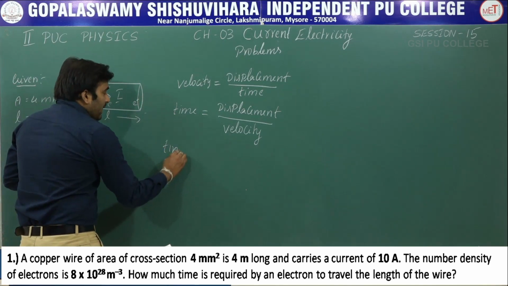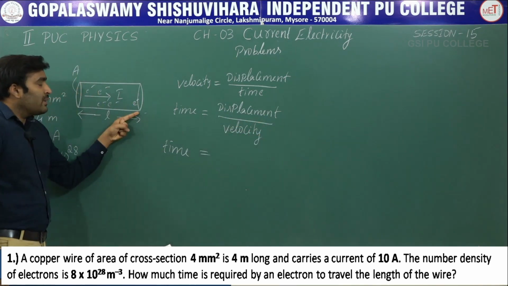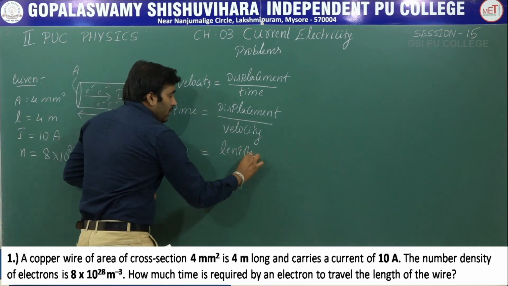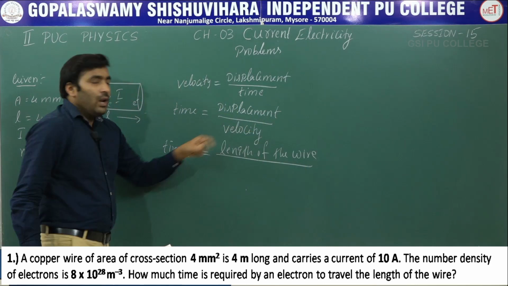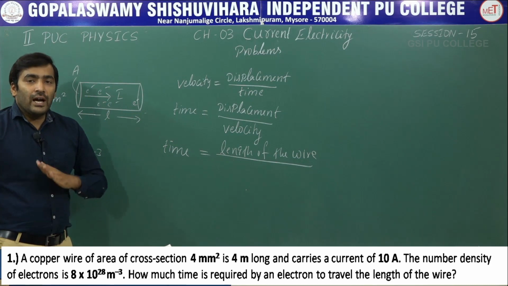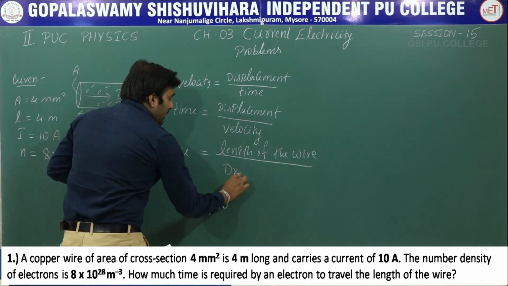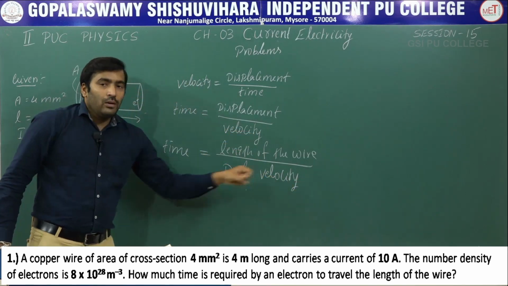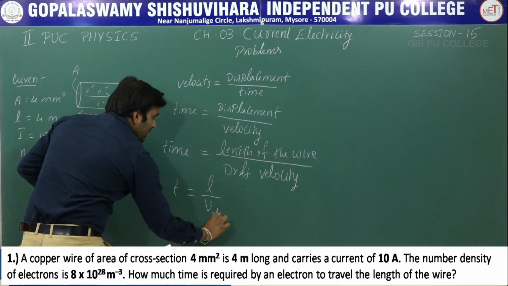So let me write the time required by an electron. The time taken is equal to displacement. Displacement is nothing but the length of the wire, divided by velocity. We have learned that all the free electrons in a conductor, when they are drifted, will move with a common velocity called drift velocity. So the velocity of electrons is nothing but the drift velocity. So time is equal to L divided by drift velocity Vd.